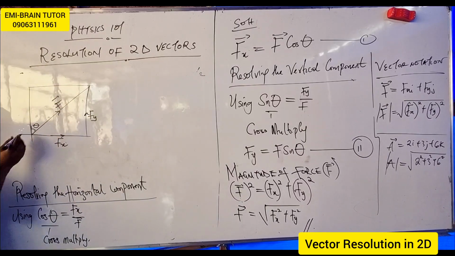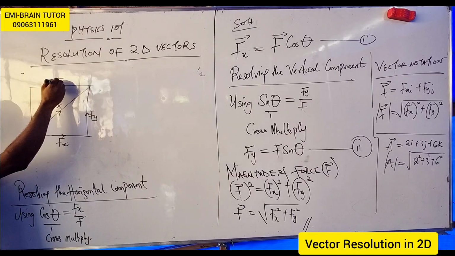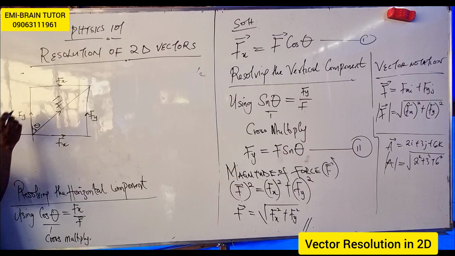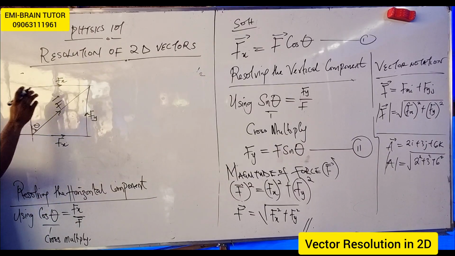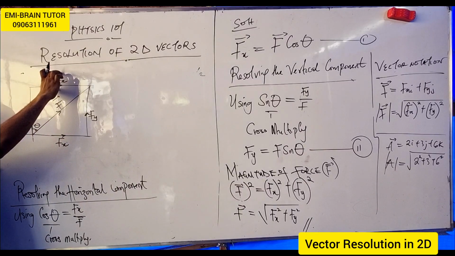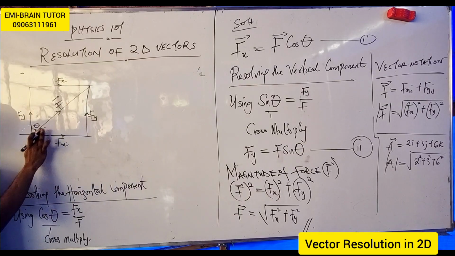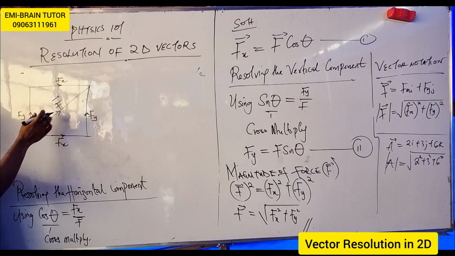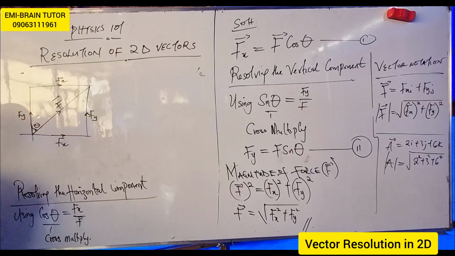You understand the concept? In this case, this line here is Fx, this is Fy, this is also Fy. Now the side facing the angle is Fx. If the angle is there, the side facing the angle is Fy. So once we place the angle theta along the positive y-axis, the reverse becomes the case. Now watch what will happen.